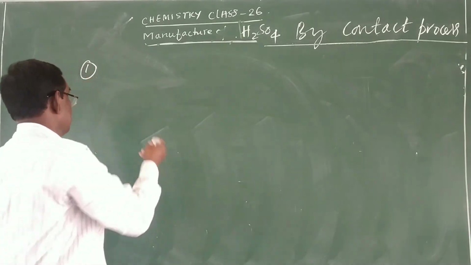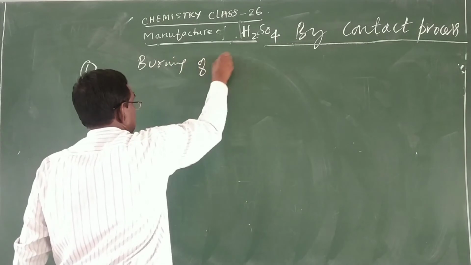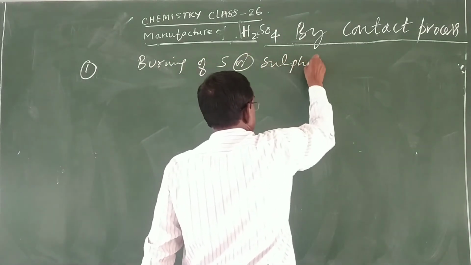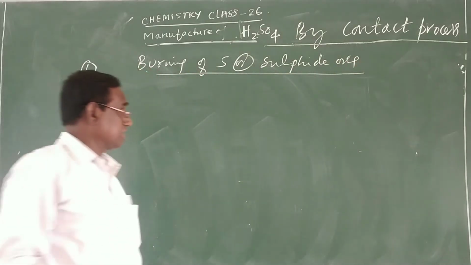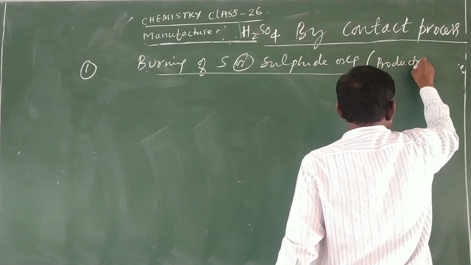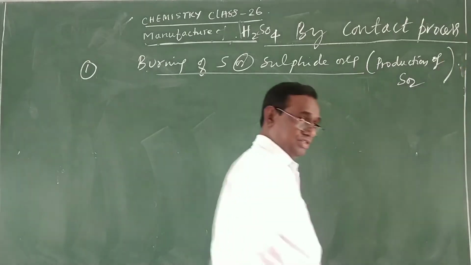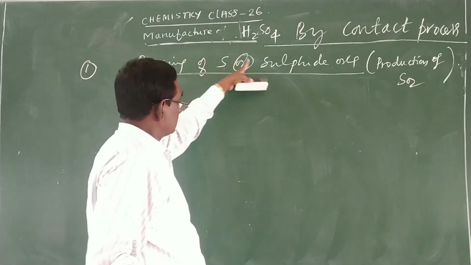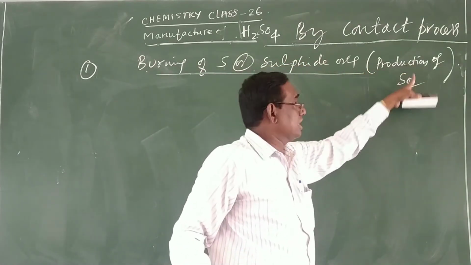First step, burning of sulfur or sulfide ores, or it is also called the production of SO2. So the first step is burning of sulfur or sulfide ores, or it is also called the production of SO2.